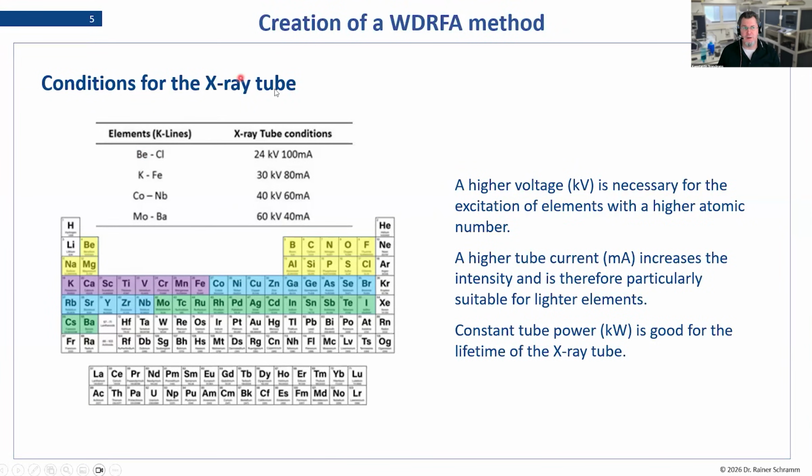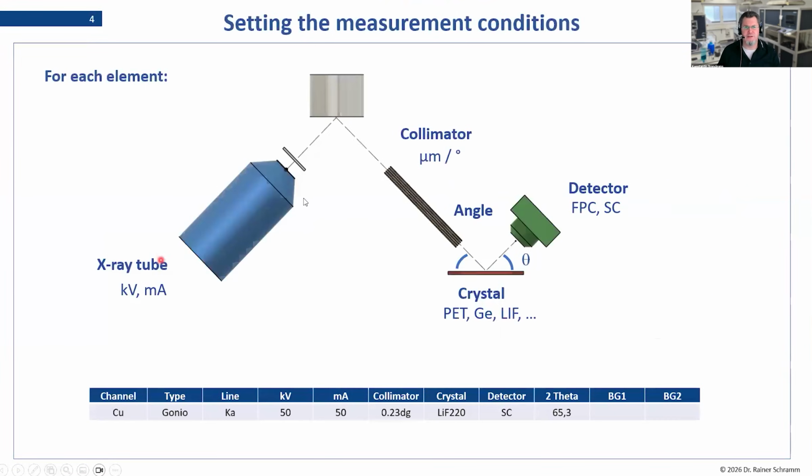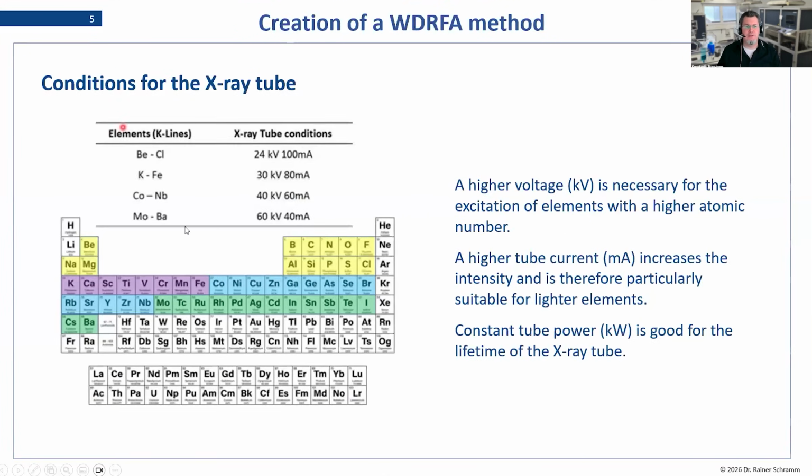So we'll go through each of these parameters one by one now. We'll start with the tube setting, and you can see here there is an overview of the elements measured, and then these are typical tube settings that are used as a sort of standard library.